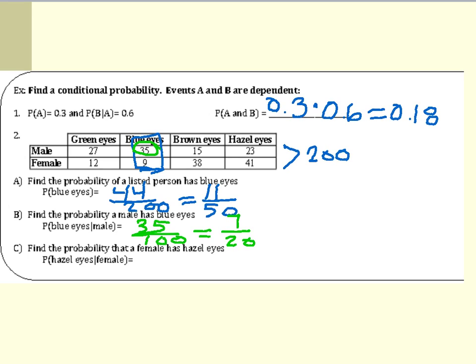Next, find the probability that a female has hazel eyes. So we want the probability of hazel eyes given that we've got a female here. Hazel eyes for a female is right here, and that's 41 out of 200. I'm sorry, not 41 out of 200, 41 out of 100. So 41 out of 100, that can't be reduced.